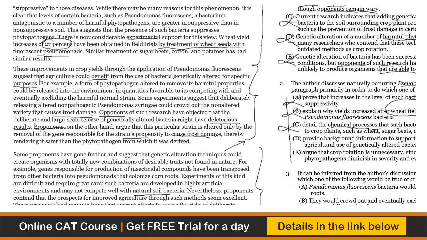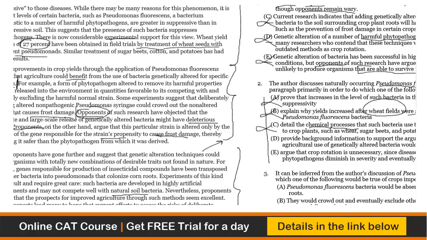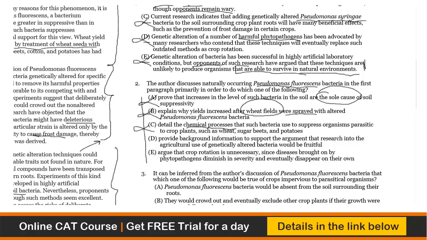Now, whose opinion is this? This is the author's opinion. And then he gives the example. And then he says opponents. So the author is giving his own opinion, which is very much favorable. And therefore, we can say that the author is definitely giving background information through Pseudomonas that agriculture can benefit. So D looks a good choice.